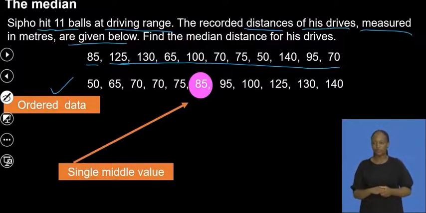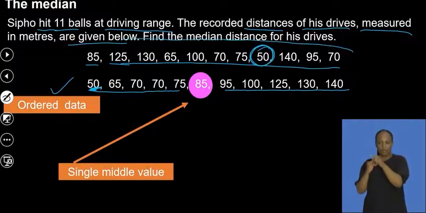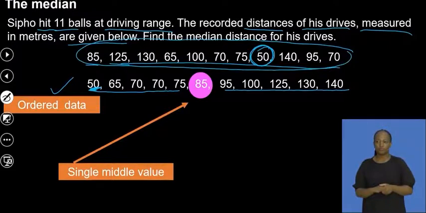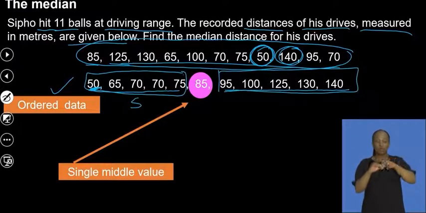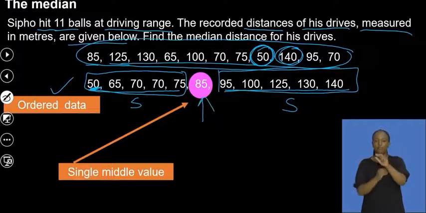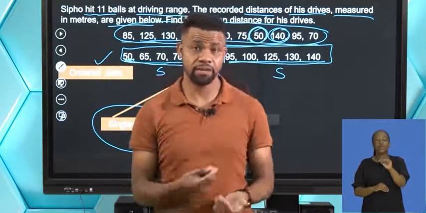Now, if we order our data, what is the middle one? From there to there and from there to there. Can we see? The middle is 85 because we've arranged our data. The smallest one is 50 there, and the highest is 140. So we have 11 data points, which implies I need 5 this side and 5 this side. The middle one is 85, which is the median. So the median distance is 85, which is the middle value.